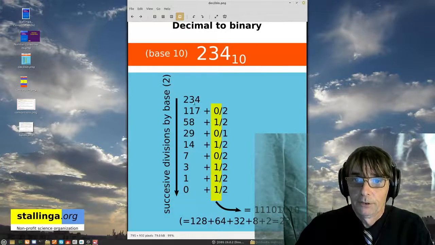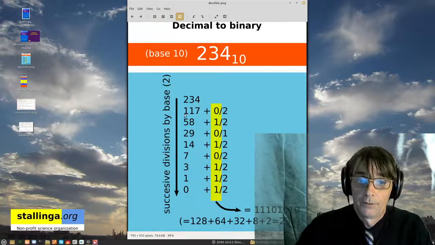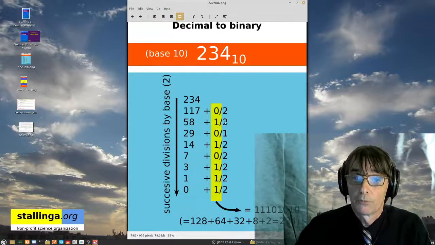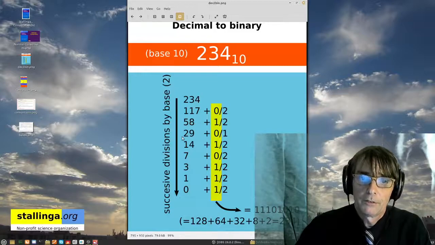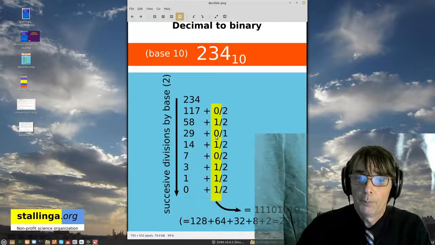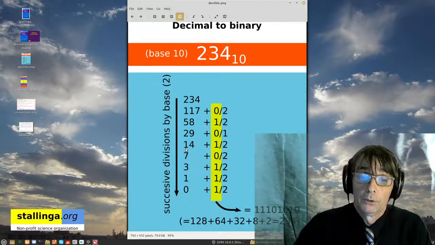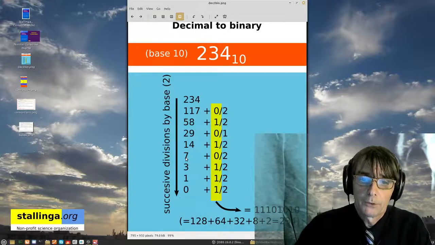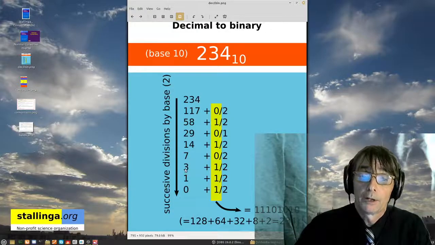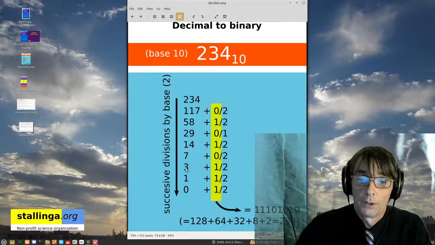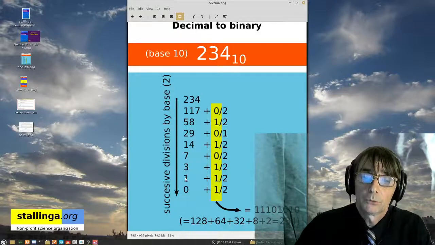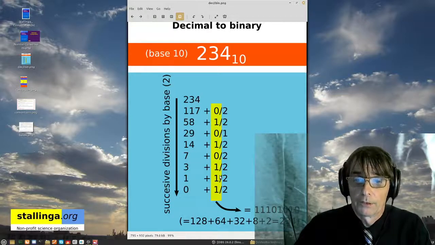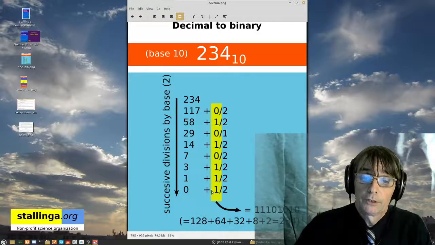We do successive divisions. 234 divided by 2 is 117, and we don't have any remainder. Then we divide by 2, we have 58, and we have a remainder of 1. Forget the remainder, continue with the 58, divide by 2, you get 29 and no remainder. Then divide by 2, you get 14 and a remainder of 1. Forget the 1, continue with the 14, divide by 2, you get 7 and no remainder. Divide by 2, you get 3 and a remainder of 1. Continue with only the 3, divide by 2, you get 1 and a remainder of 1. Forget the remainder, divide by 2, you get 0 and a remainder of 1.